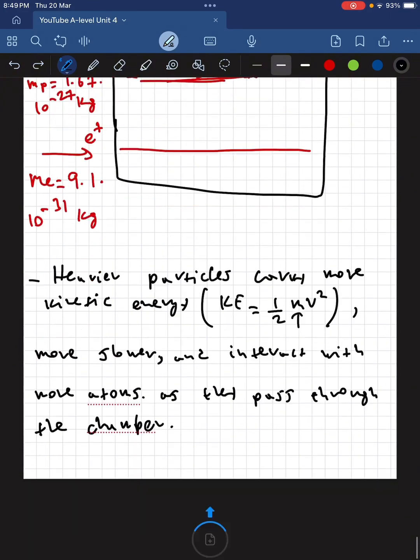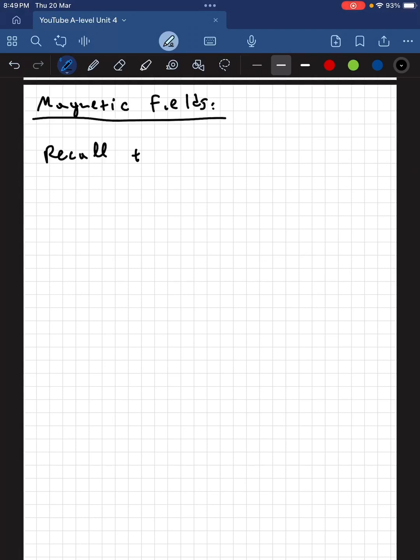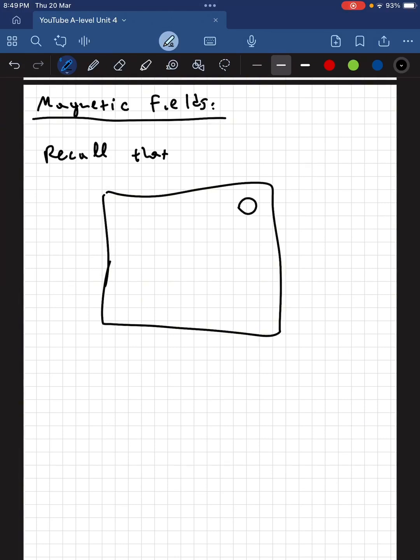So let's go talk about magnetic fields. This is just going to be a reminder. So magnetic fields, recall that, let's say that, okay, let me draw this. Okay, so we have a magnetic field, and we have a positively charged proton inside this magnetic field.